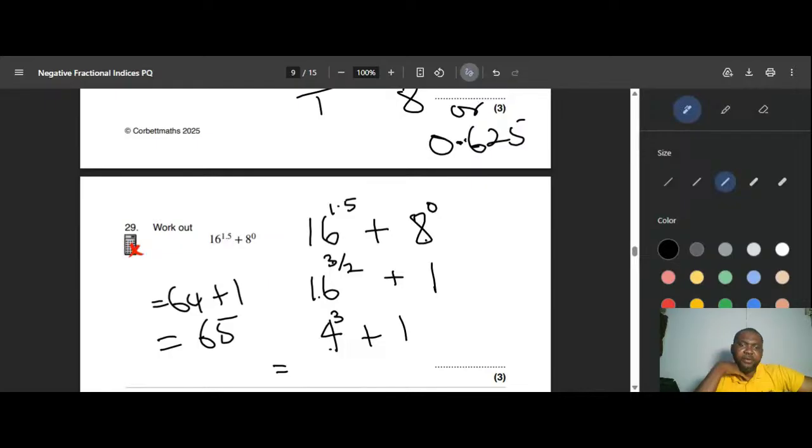Can you see my screen now? Can you see my screen?